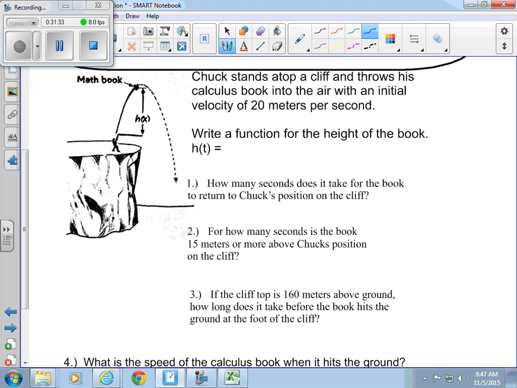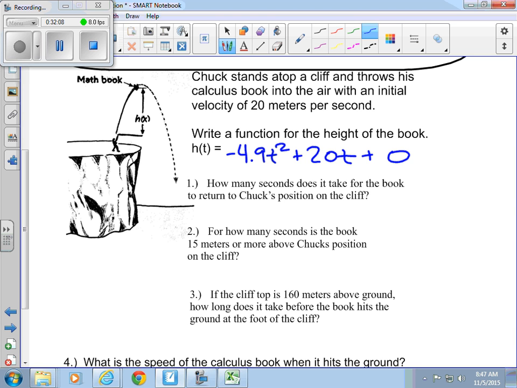And we are in meters, so which equation am I going to use? This second one. So negative 4.9 t squared plus what? Plus 20 t. Now, at this point in the problem, do I know how high he's standing? No. So you've got a couple of options. I'm going to call my initial position 0.